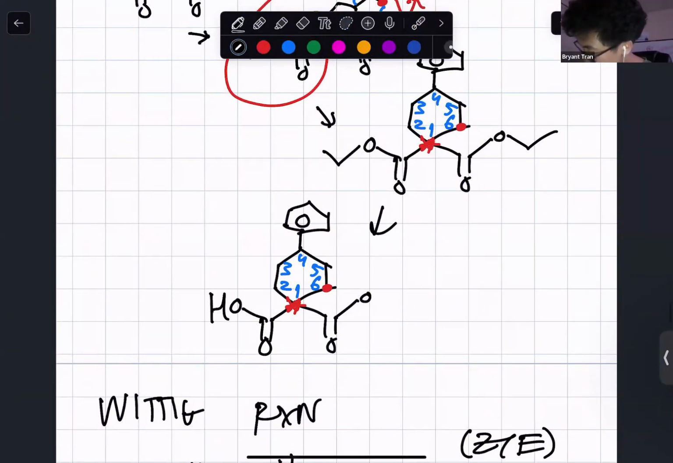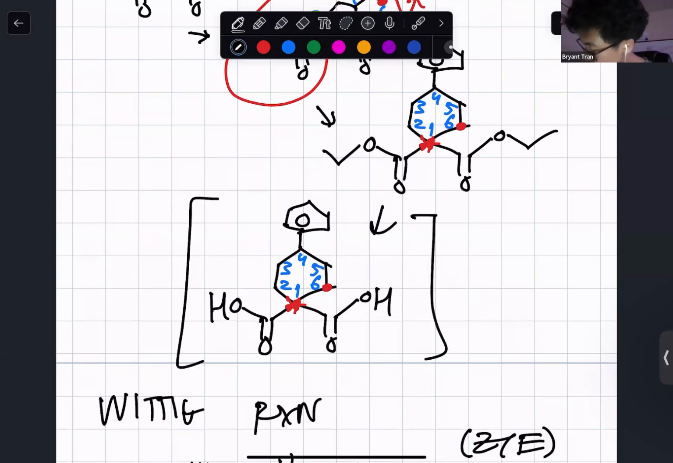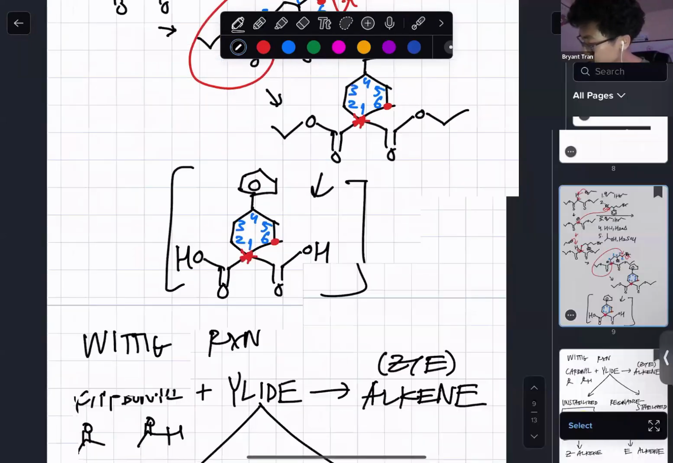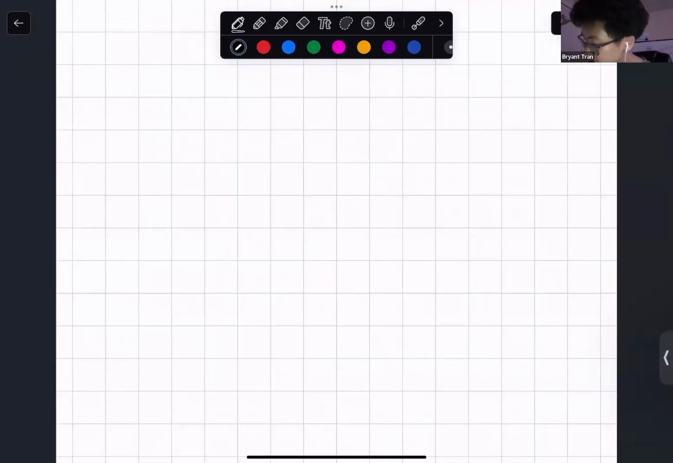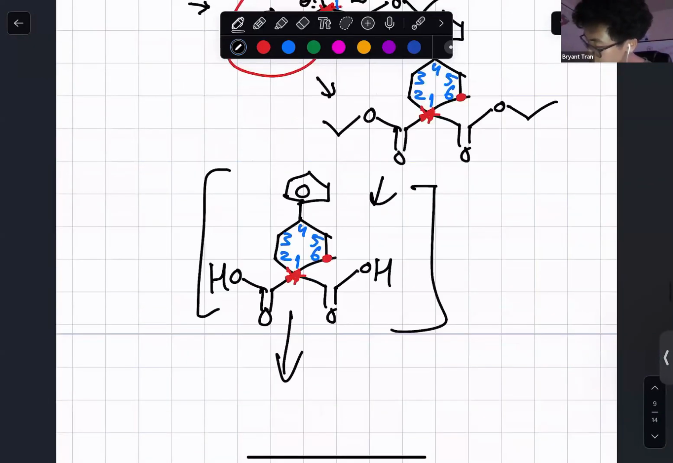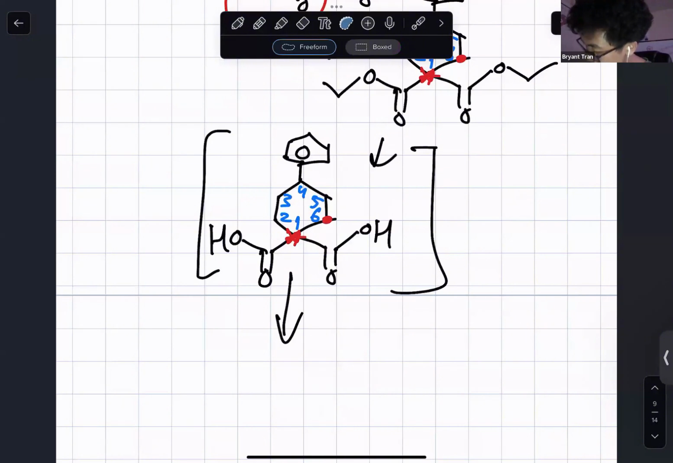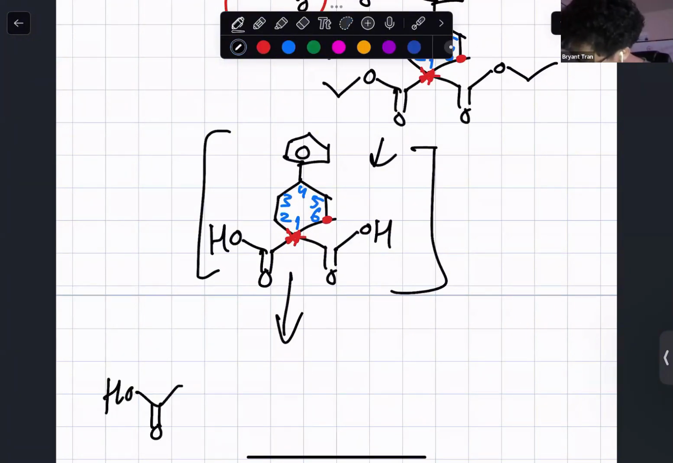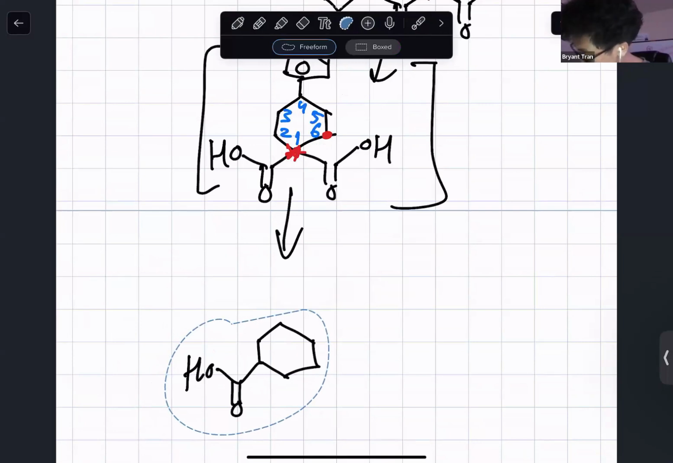Right? But we don't stop there because we also have heat. And we see that these two carboxylic acids here are beta to each other. So we're going to do decarboxylation. We're going to get rid of one of the carboxylic acids to get this here. Right. Across from it is a phenyl group. Just like this.